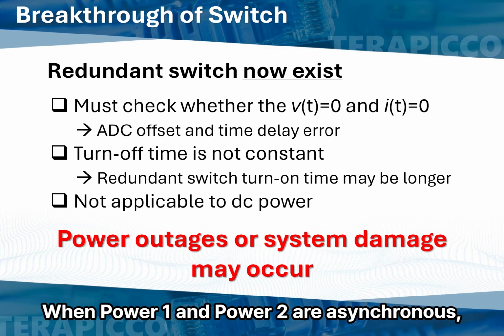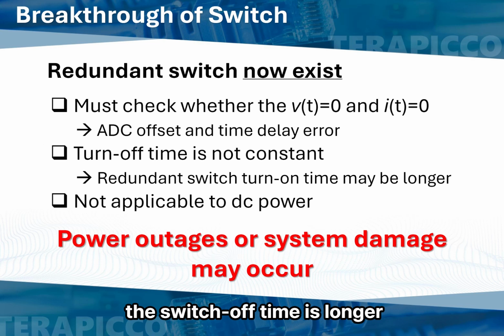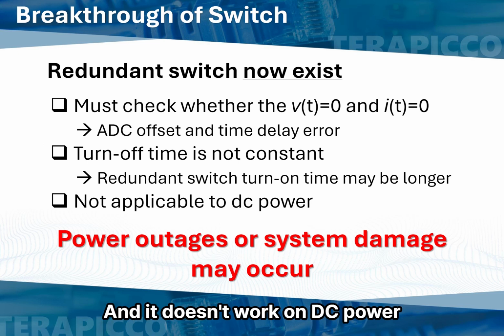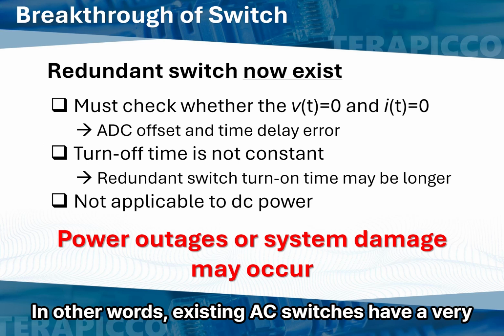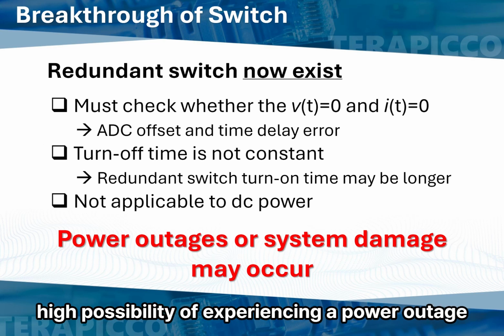When power 1 and power 2 are asynchronous, the switch-off time is longer, and it doesn't work on DC power. In other words, existing AC switches have a very high possibility of experiencing a power outage.